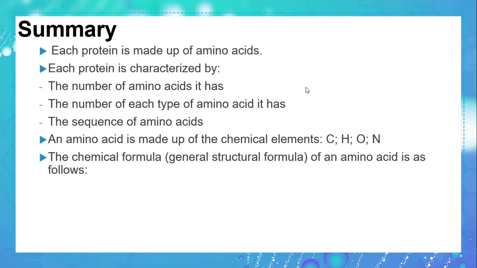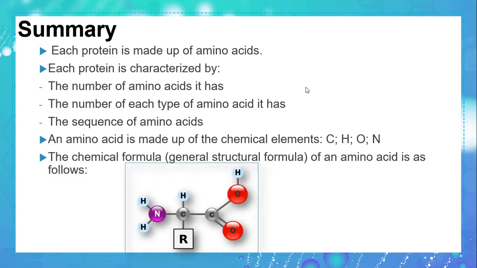An amino acid is made up of the chemical elements carbon, hydrogen, oxygen, and nitrogen. And the chemical formula of an amino acid is as follows: a central carbon atom, termed the alpha carbon, hydrogen, amine group, carboxylic group, and the R group, which is specific for every amino acid.